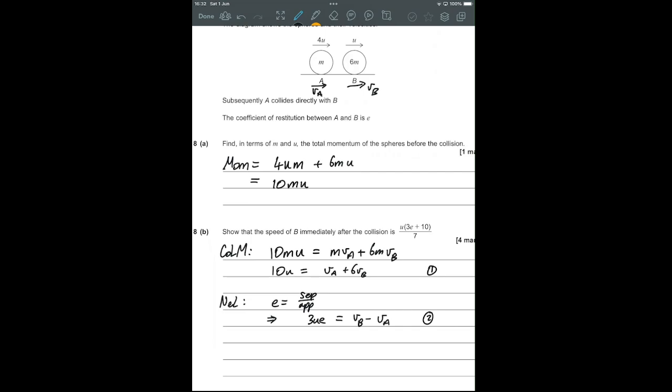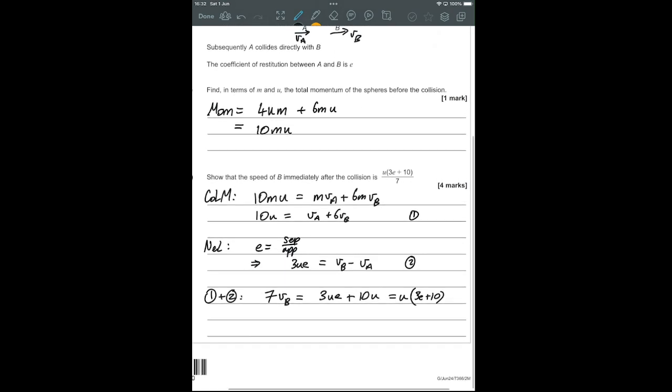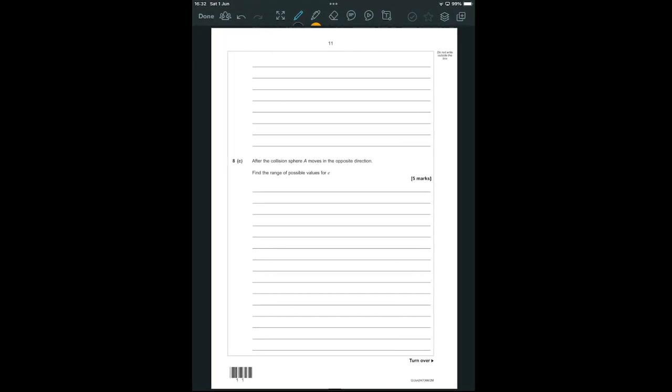I want vb. I can do that quite easily by simply adding the two equations. Adding them kills off va. I'm getting 7 vb. That's already making me happy because I've got a 7 in my answer. And adding on this other side, 3eu plus 10u. I'm going to factor out the u, mostly because, again, I've looked at the answer. I know what I'm aiming for. So therefore, vb is exactly as the question wanted. I expect the next part to find va. It's not, but we do need to do it.